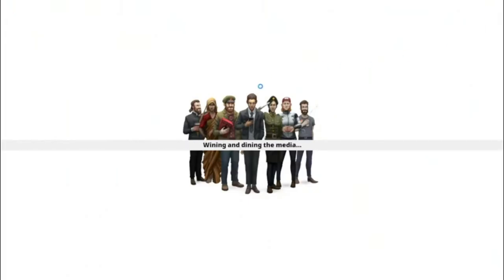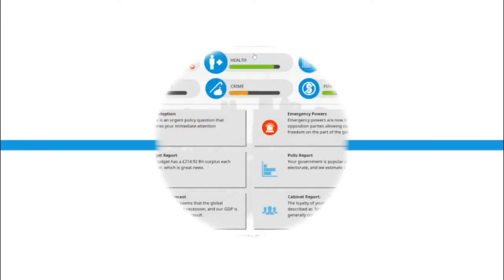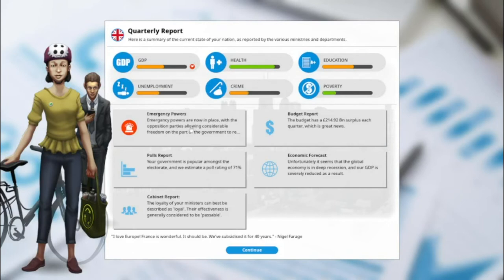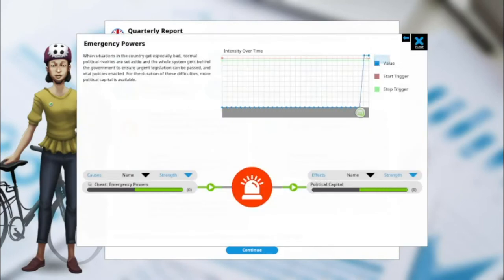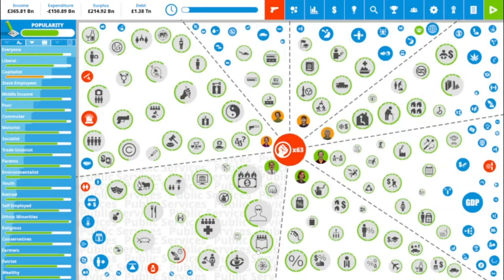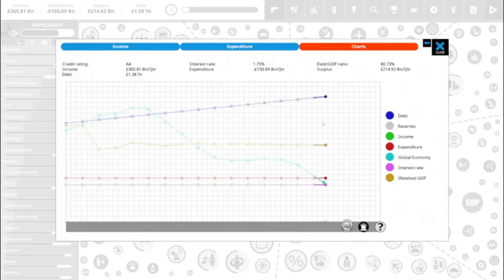No, this can't work. I don't believe this will work. Something will go wrong before the end. Support gay adoption. Emergency powers are now in place. Fab. Because of the cheat emergency power, political capital skyrocketed. GDP is going down, but the surplus is amazing. Popularity still at 71%. Debt is tumbling.